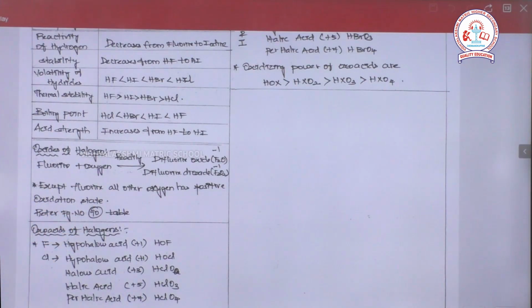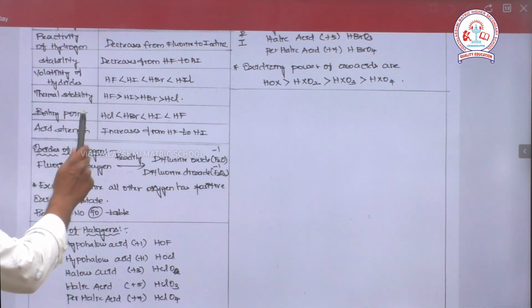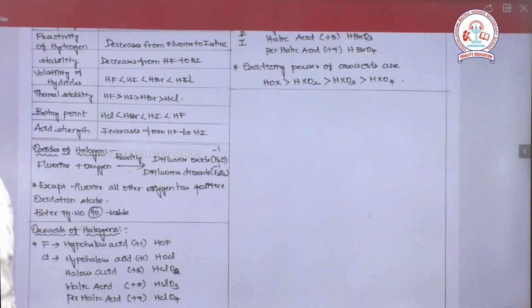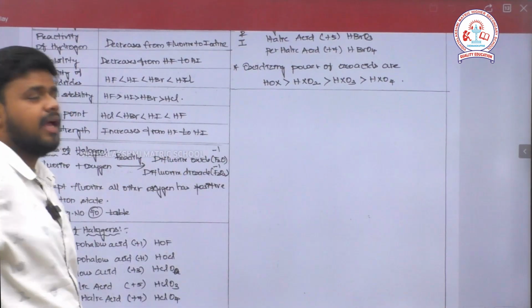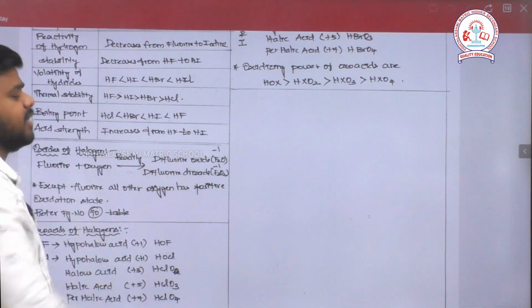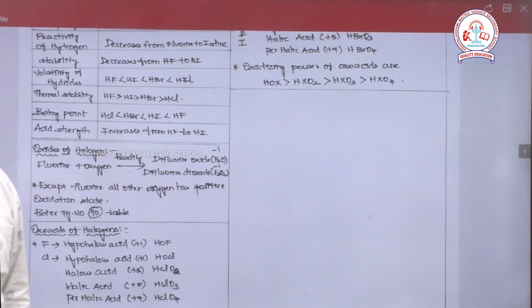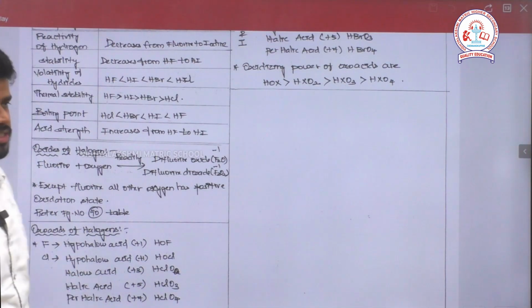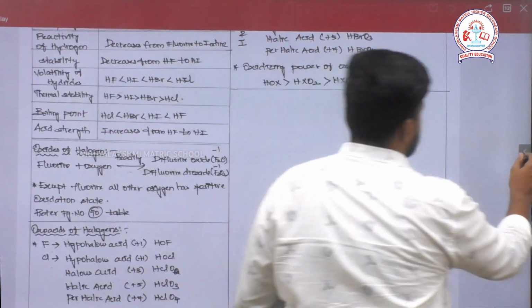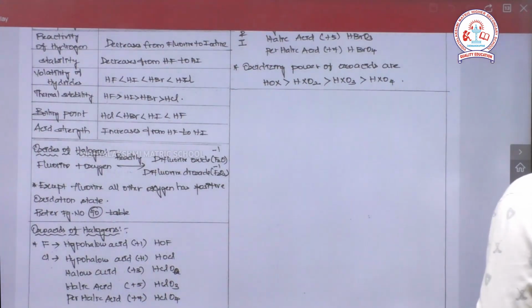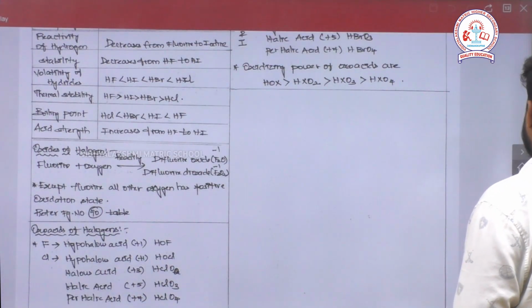Then oxides of an halogen, we have a table here. Okay, I will show that. See, fluorine will react with oxygen readily to form difluorine oxide, in which the oxidation state of the fluorine is -1. Then the next one is difluorine dioxide, F2O2. The oxidation state is also -1 there. Except fluorine, all other halogens have a positive oxidation state. We'll see that.